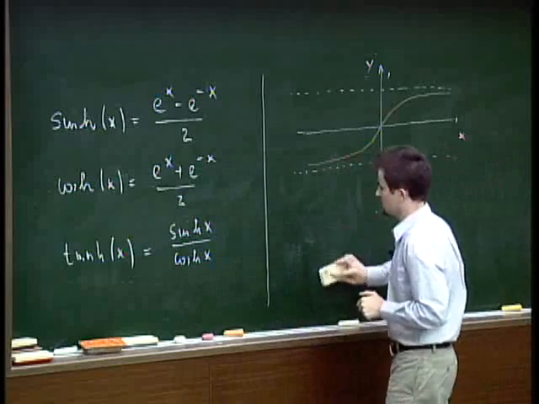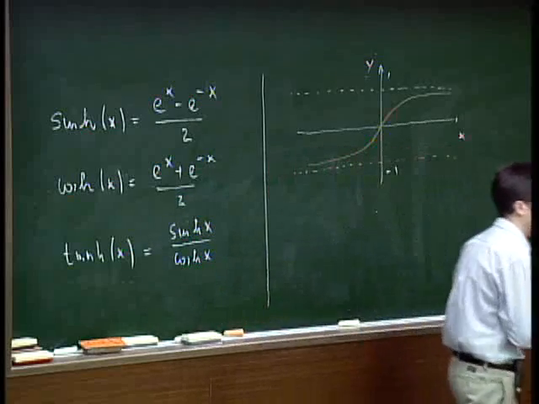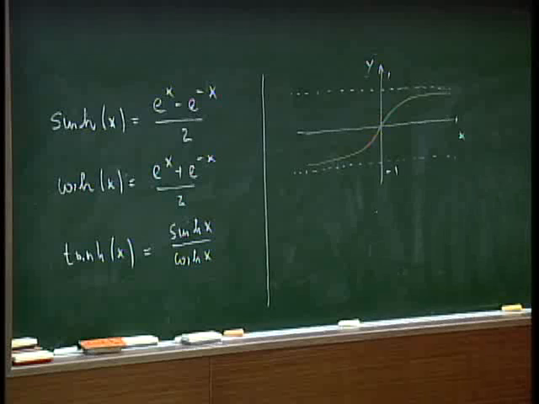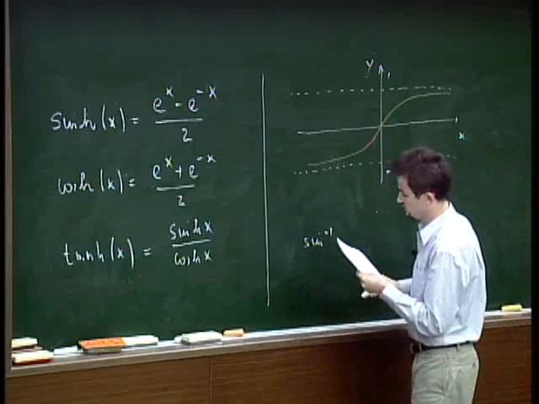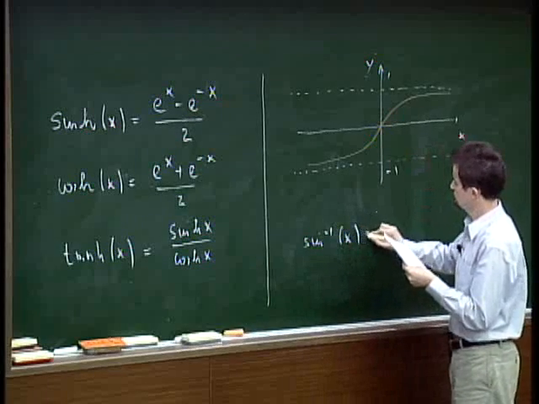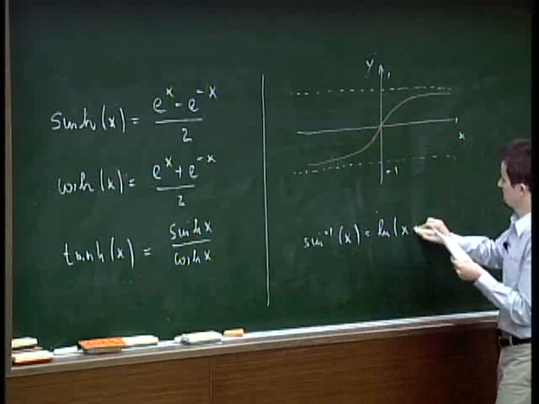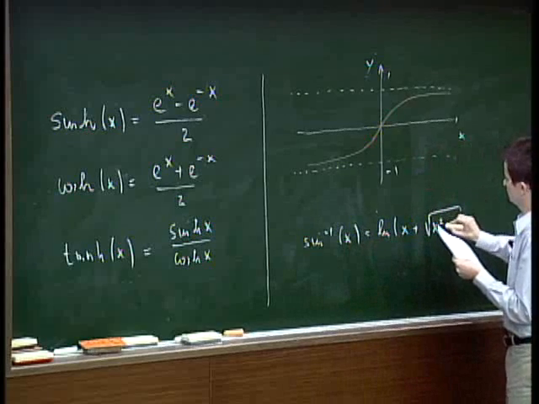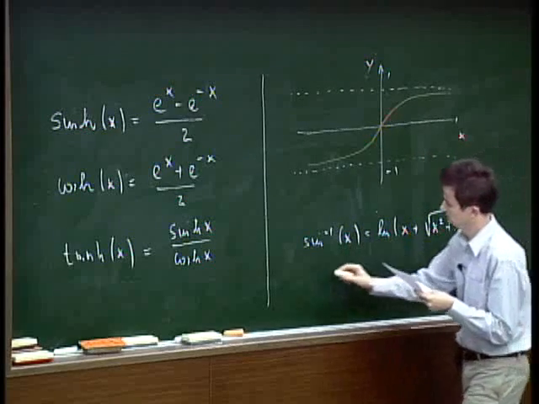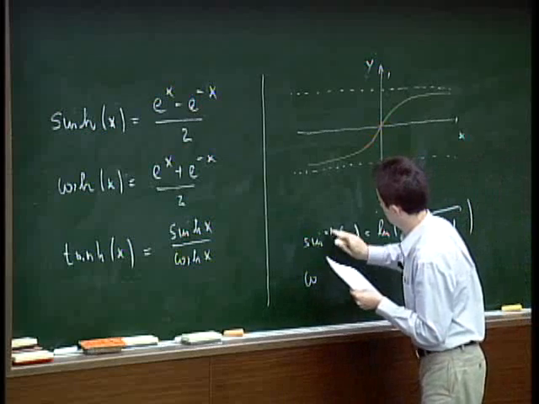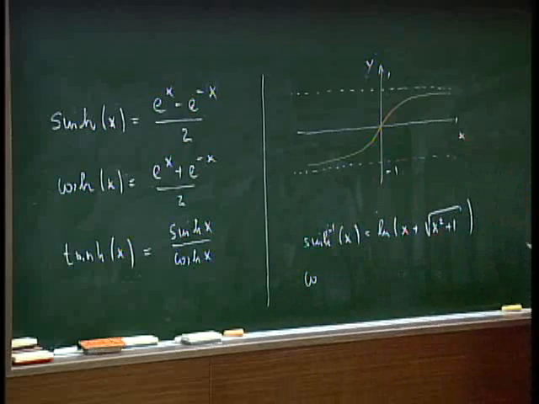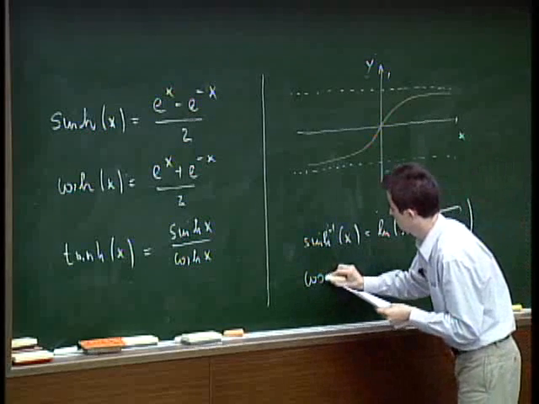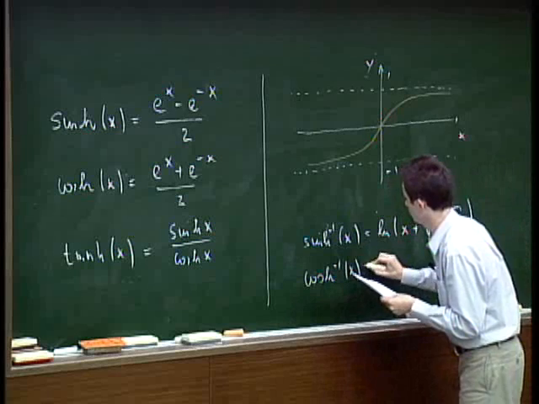Now, in the assignments, you were already asked to find expressions for the inverse functions. So you have already proved in the assignment that, for instance, the inverse hyperbolic sine of x is equal to the ln of x plus the square root of x squared plus 1. Now the inverse hyperbolic cosine, there is a similar formula.